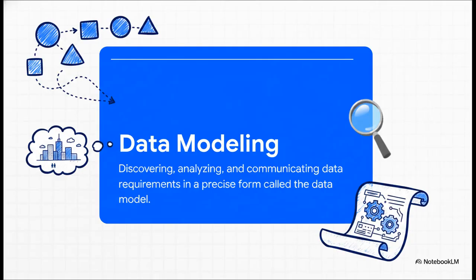So what is data modeling exactly? Well, think of it like being a translator. It's the process of taking what the business actually needs, the requirements, and turning that into a super precise technical plan that developers can actually build from. It's all about figuring out what information truly matters and then drawing the map that shows how it all connects.